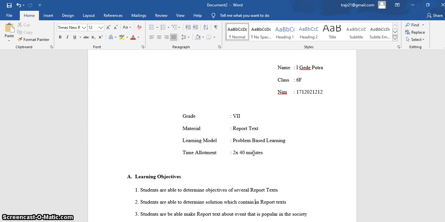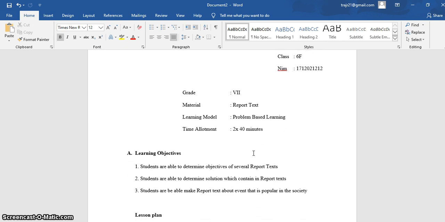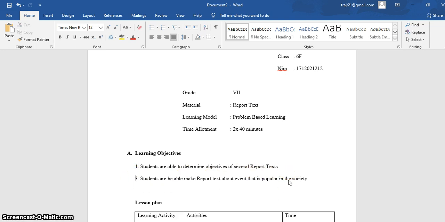There are two learning objectives in this teaching, namely, students are able to determine the objective of several report texts, and students are able to make a report text about an event that is popular in society.